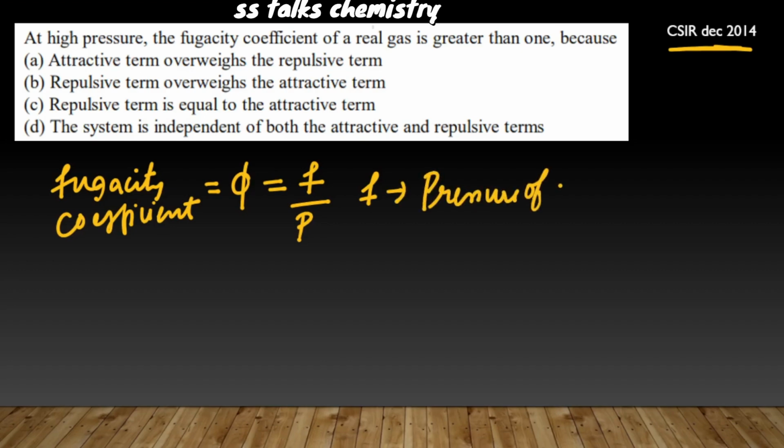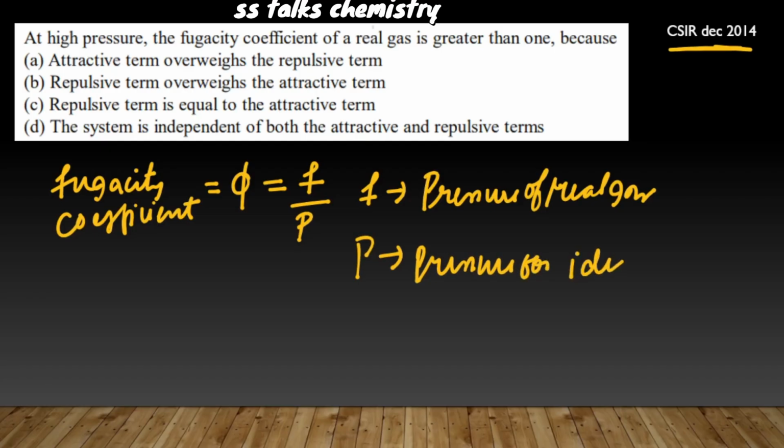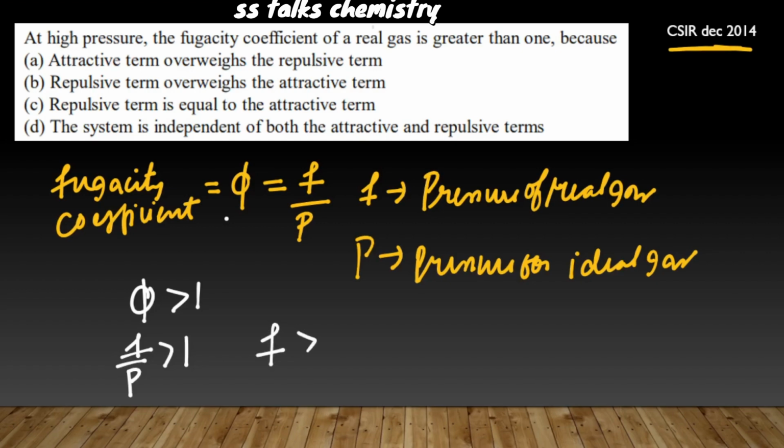Pressure of the real gas. And P is the pressure of the ideal gas. This is what we say. Now at high pressure, they are saying this fugacity coefficient is greater than 1. That means phi is greater than 1, or phi by P is greater than 1, or the pressure of the real gas that you are having is more than the pressure of the ideal gas. Right?